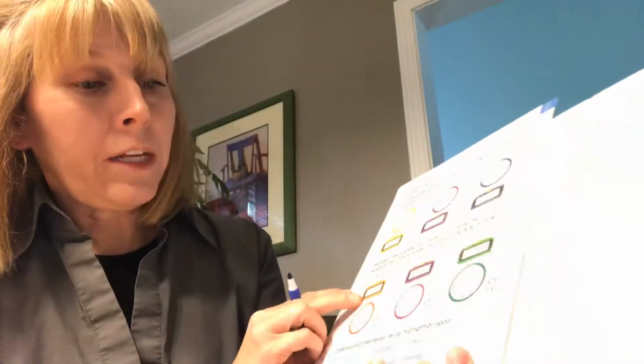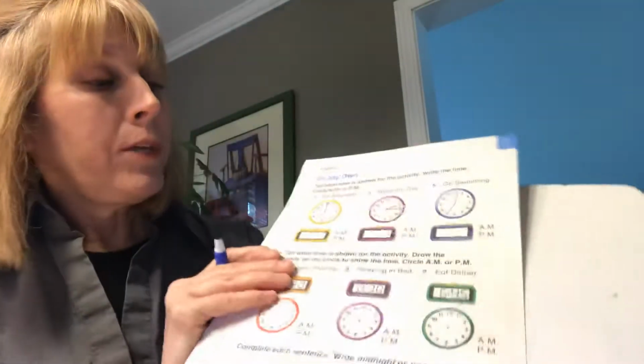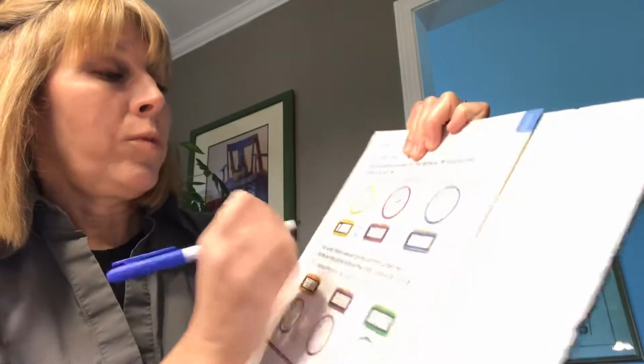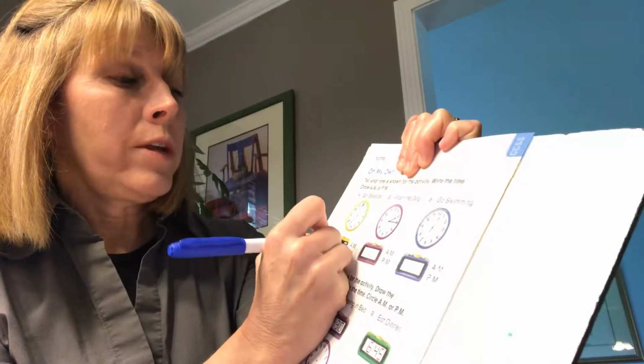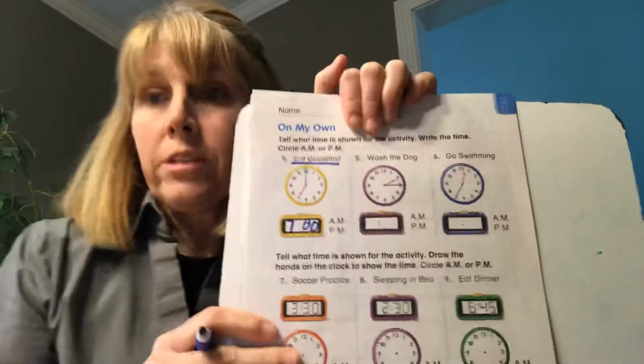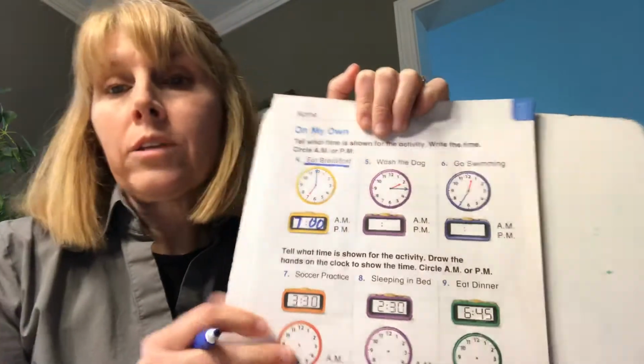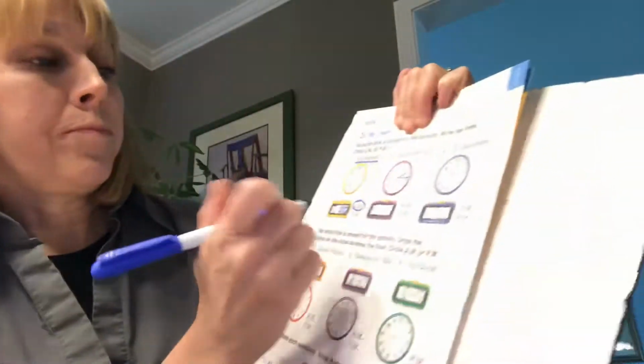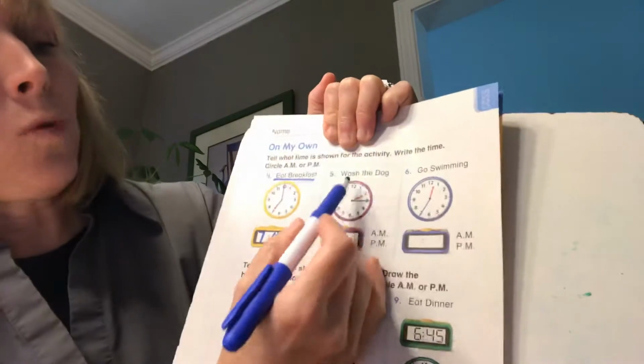Okay, so I asked you to do this. So this is on page 627. So what is the time? Shorthand first is 7. When it goes straight up, it's o'clock. So you put 0, 0. And then if you're eating breakfast, that's in the morning. So that would be AM.